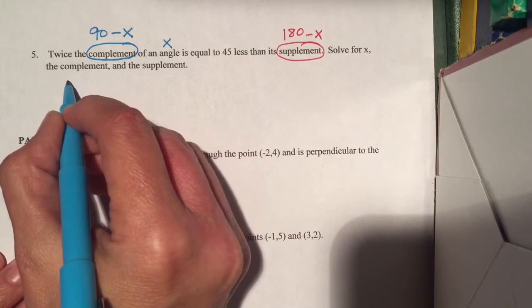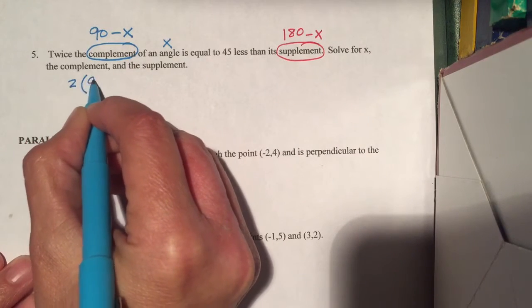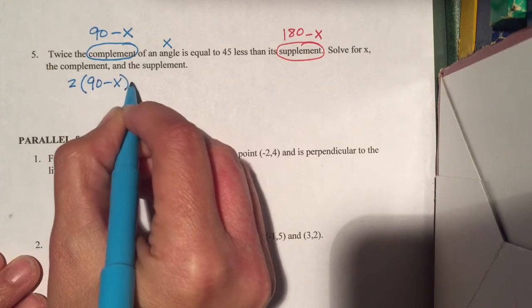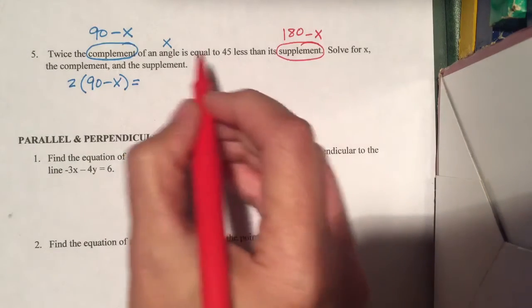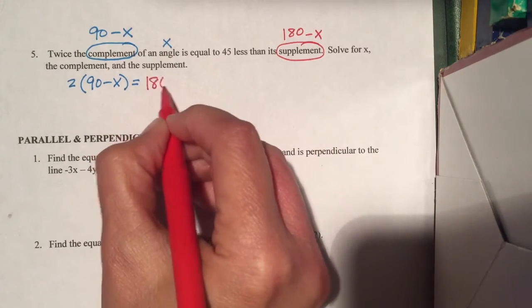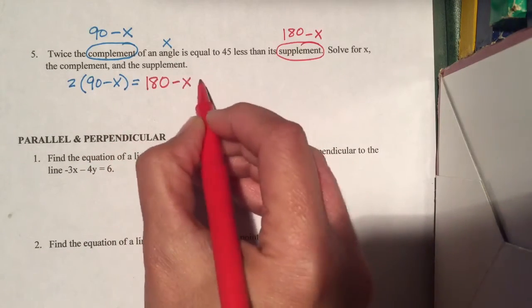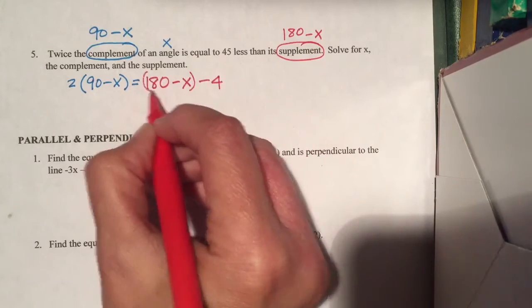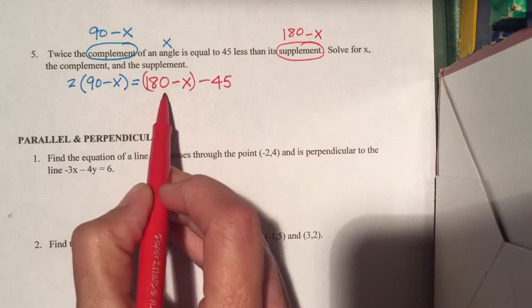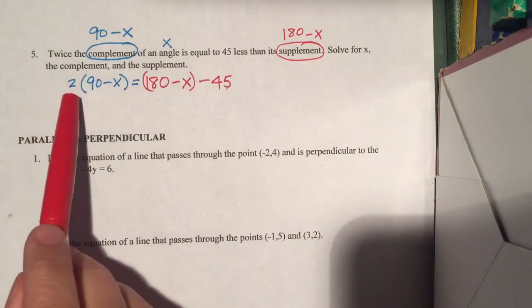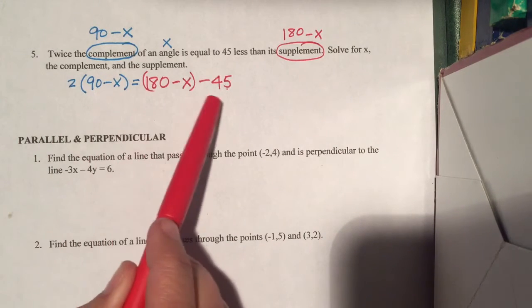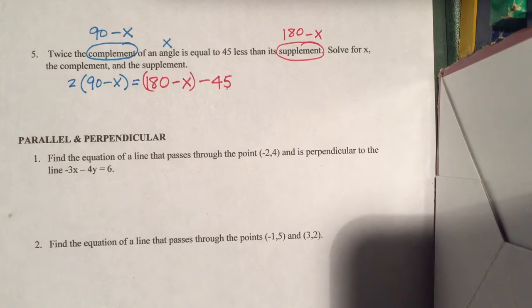So that means 2 times the complement, which is 90 minus x, is equal to 45 less, which means subtract 45, than the supplement. Now you're ready to solve it. 2 times the complement is equal to 45 less than the supplement. So now let's solve this using algebra.